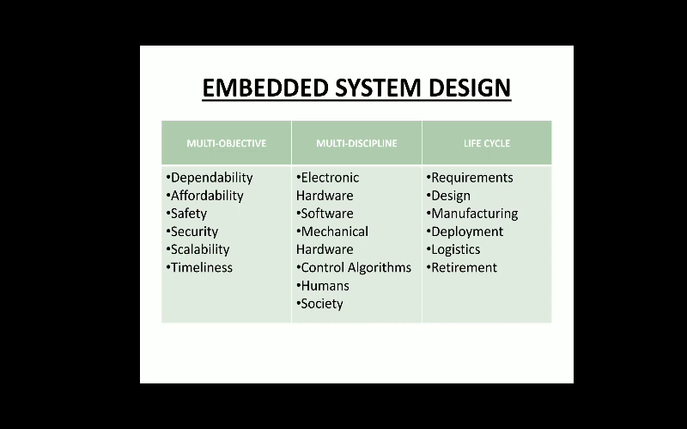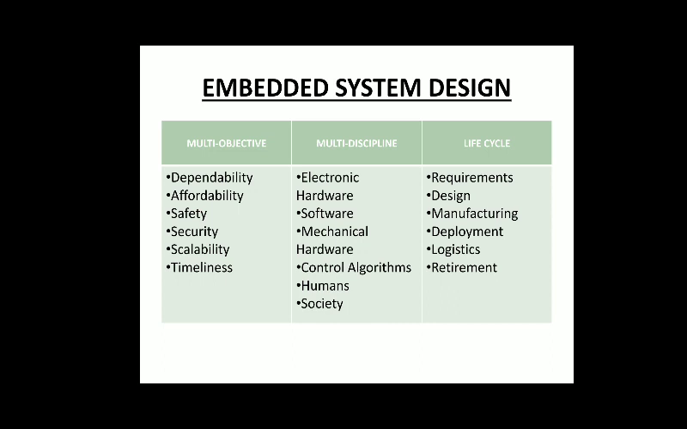So here is the whole picture of embedded system design. Embedded system design is multi-objective and multi-discipline, and these are the components of the life cycle. Multi-objective means, what are the objectives of designing an embedded system? It should be dependable, affordable, safe, secure, scalable and timely. These are the objectives of designing an embedded system.